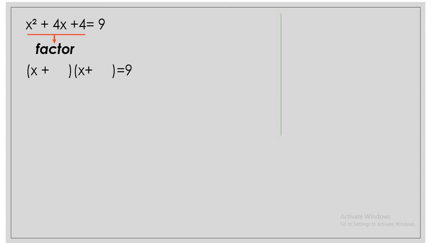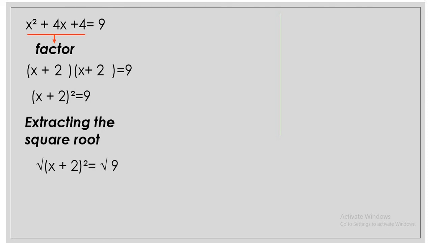So x squared, 2, then x plus 2 is equal to 9. The important thing here is you should have same numbers, since we are coming from a perfect trinomial. So let's square it: quantity x plus 2 squared is equal to 9. Then the next step is to apply extracting the square root. Put square root both sides and cancel the squared. So you will have x plus 2 is equal to square root of 9.